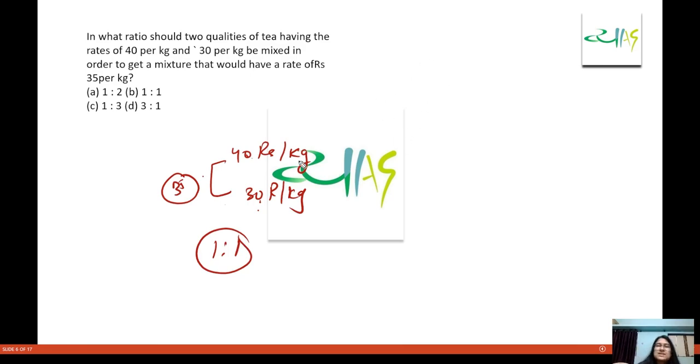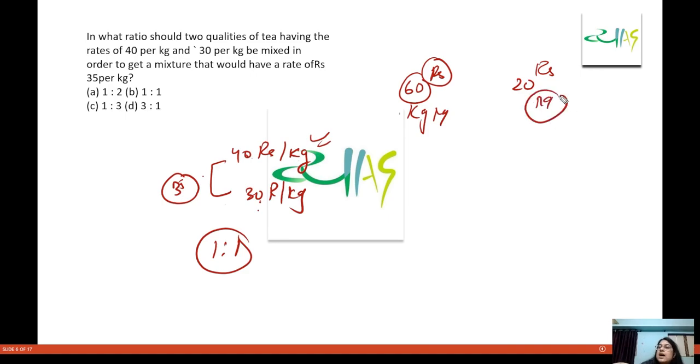Okay, because see, this is very logical. Try to visualize numbers always. So, for example, let's say we are given 60 rupees and 20 rupees per kg of milk. One milk costs 60 rupees, another milk costs 20 rupees. And when we mix both of these, the average is, let's say, 40 rupees.